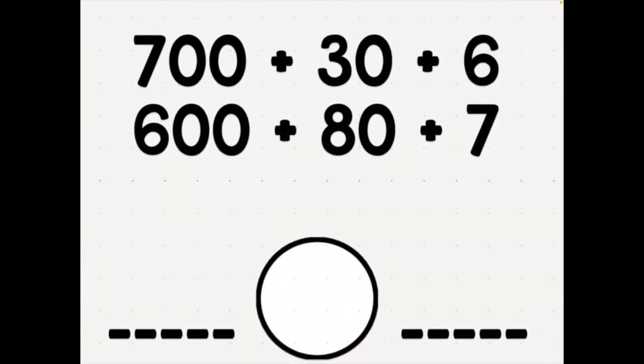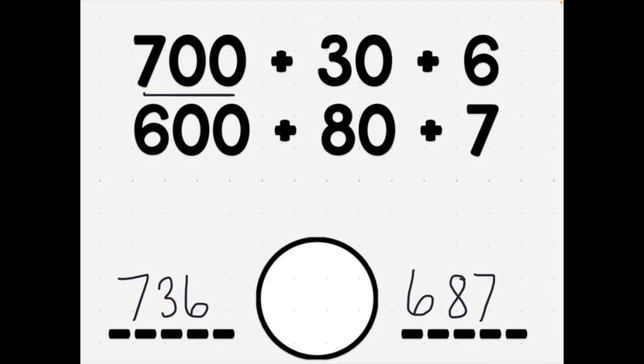Okay, what about this one? We have 700 plus 30 plus 6. So it's 736. We have 600 plus 80 plus 7. So it's 687. Now we just check. This one's 700s. This one's 600s. We already know which one's bigger. 700 is bigger than 600, so 736 is greater than 687. Again, make sure that this guy is eating the bigger number.